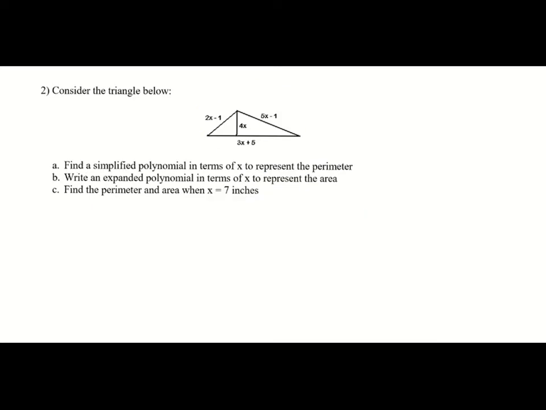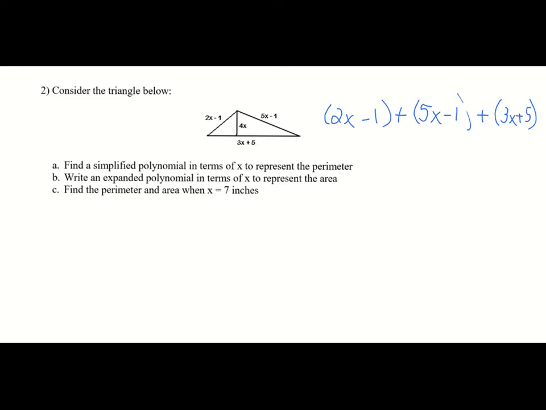Okay, so now, this one's much like the other one. First thing they want us to do is to find the perimeter of the triangle. So remember, perimeter means that we add up all the sides. So I'm going to work up here so I have space, but we're going to add 2x minus 1 plus 5x minus 1. That's a minus there. It looks a little wonky. Let me fix it. Plus 3x plus 5.